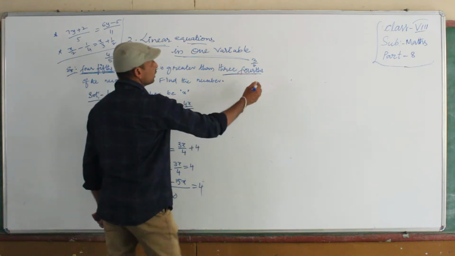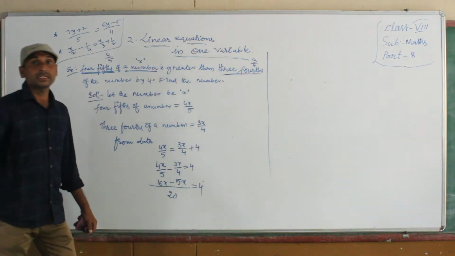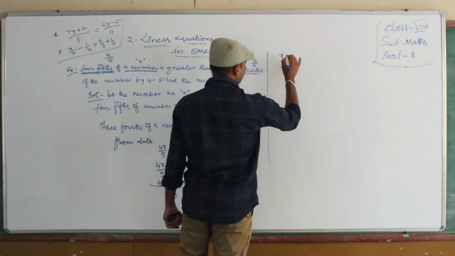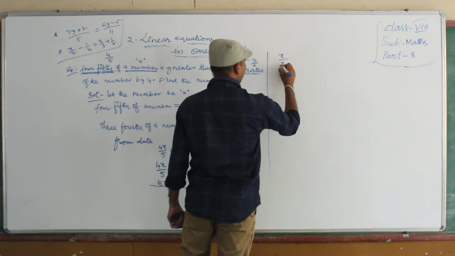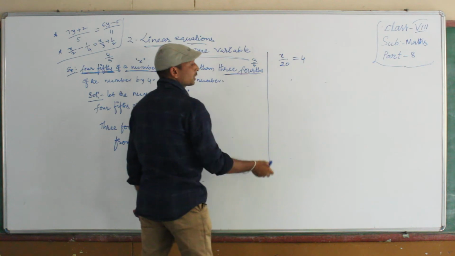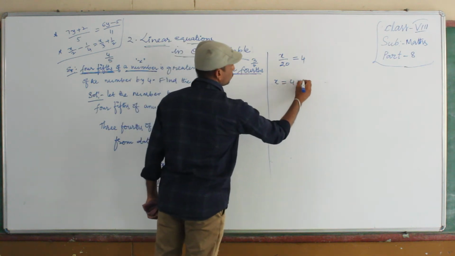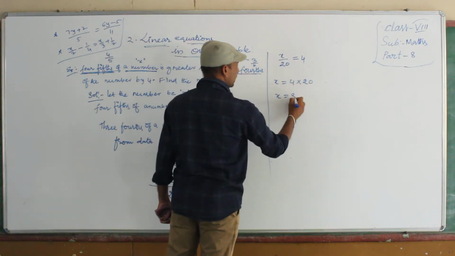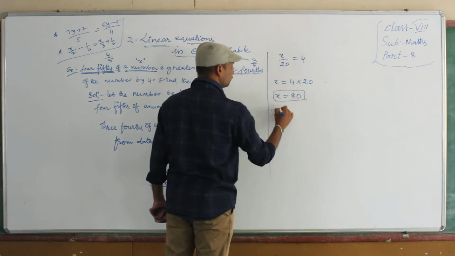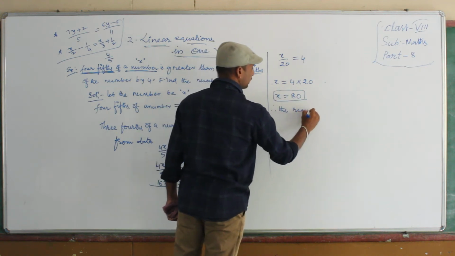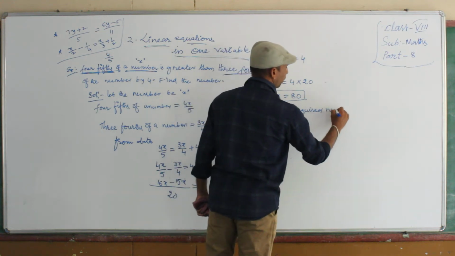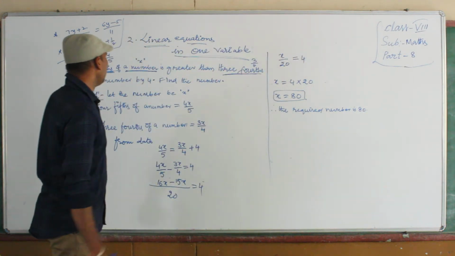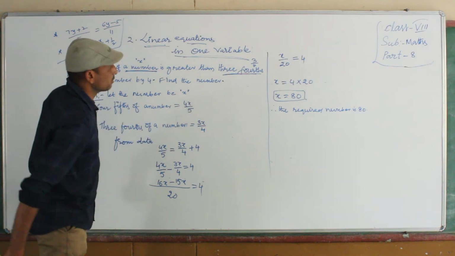Now, by cross multiplication, this 20 transposes to the right side. So 16x minus 15x, that is 1x by 20, is equal to 4. Then x is equal to 4 into 20, so x is equal to 80. Therefore, the required number is 80.